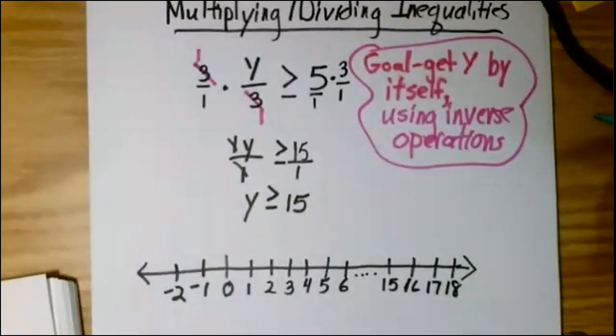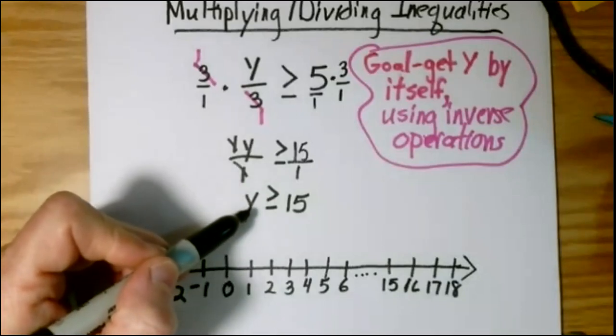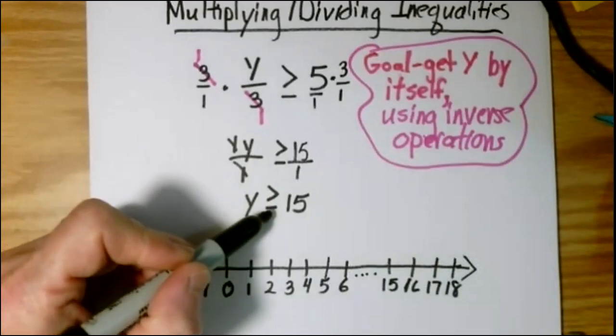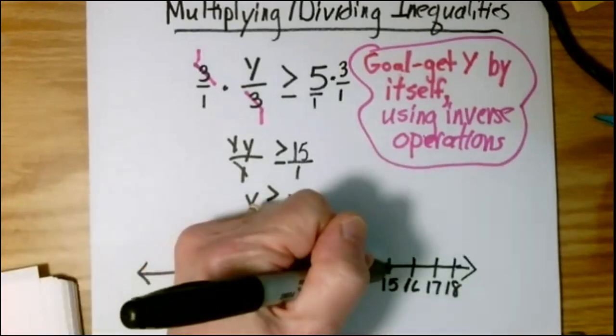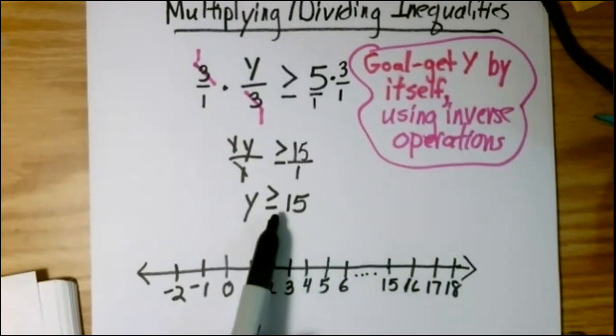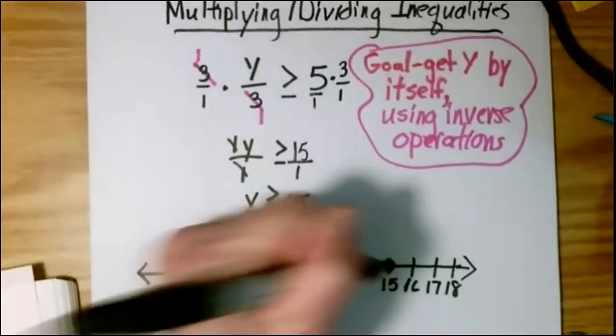I'm just leaving off some numbers to save a little space. So reading this, Pac-Man eats the bigger number. Y is the bigger number. Y is greater than or equal to 15. So I'm going to start on the 15 here, right here. Now, am I going to put a closed circle or an open circle? Well, it does say it's greater than or equal to 15. So we're going to use a closed circle.